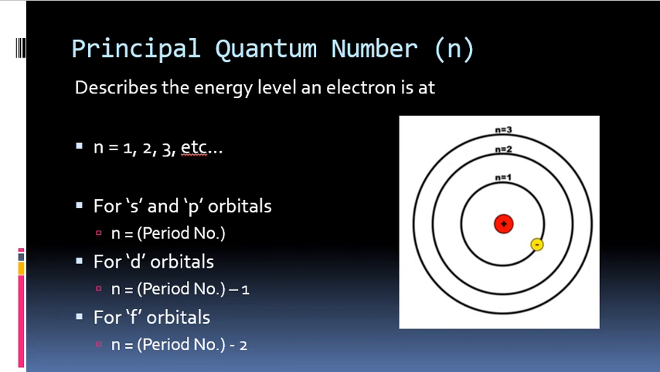Now take an element in the fourth period. For an s block element or a p block element, its outermost electron would be in the fourth energy level, or the fourth principal quantum number. A d block element in the fourth period would actually be in the third level, so 4 minus 1. And that's how that works.